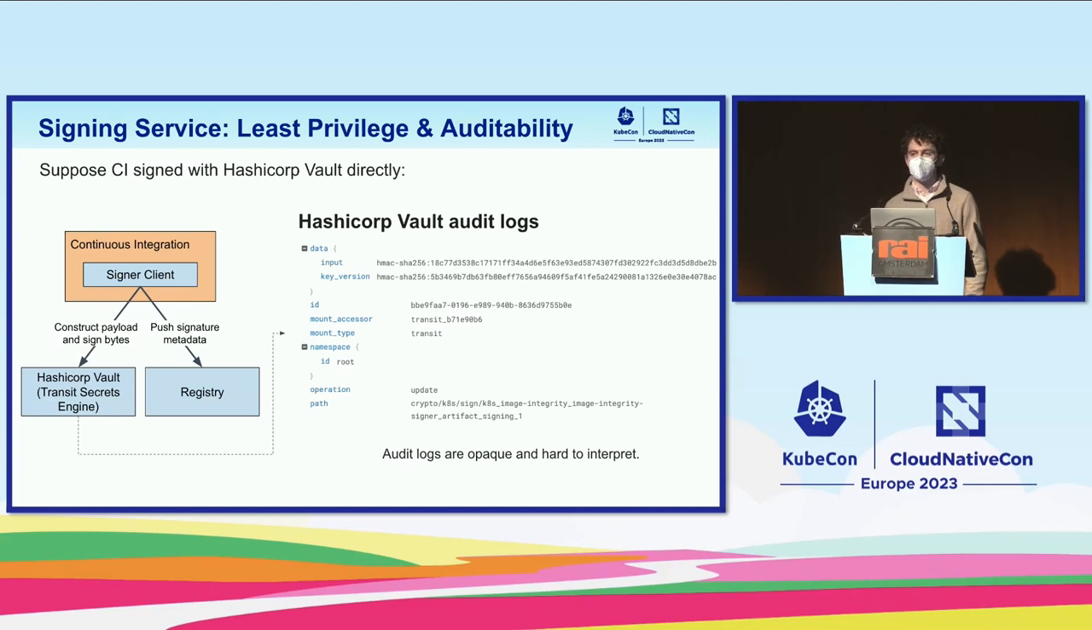So first, compared to if CI jobs were signing directly with HashiCorp Vault, we have much better control of key usage, and we get richer audit logs. So on the slide, I have an example of what it might look like if we are signing directly in CI with HashiCorp Vault without the signing service. And the Vault audit logs, although they're solid, in terms of the payload, they only contain an HMAC of the signed data, which is opaque and hard to interpret. We can't, for example, filter them after these logs are collected based on the signed artifact reference or something like that.